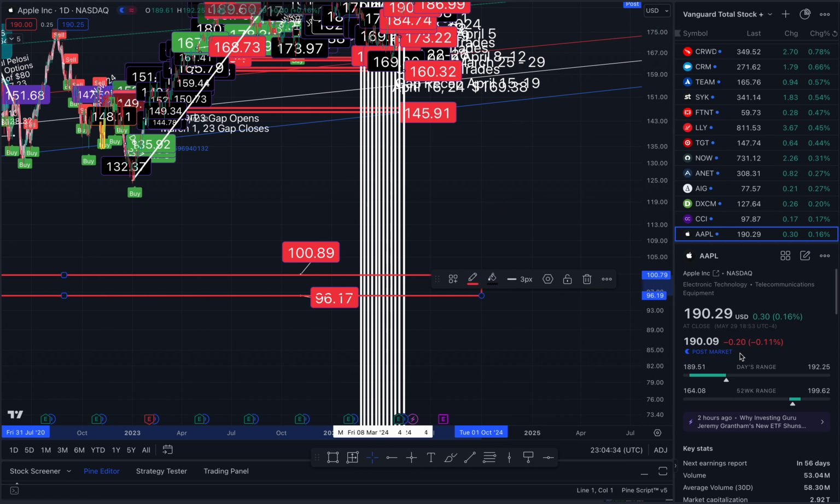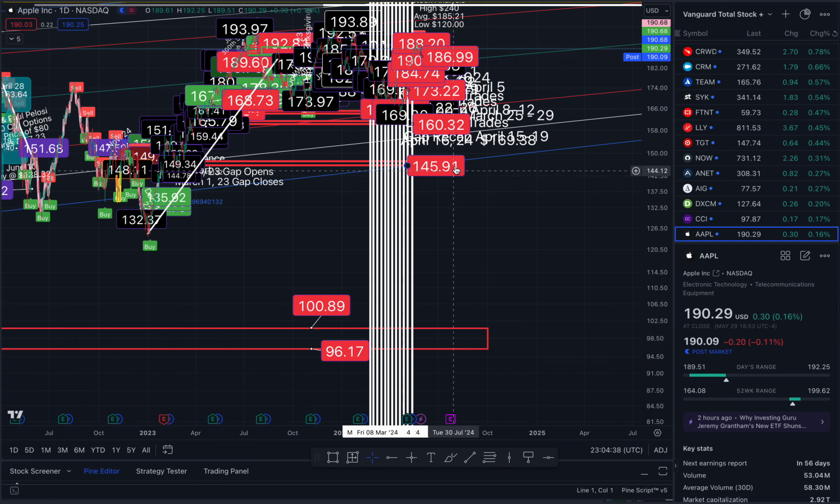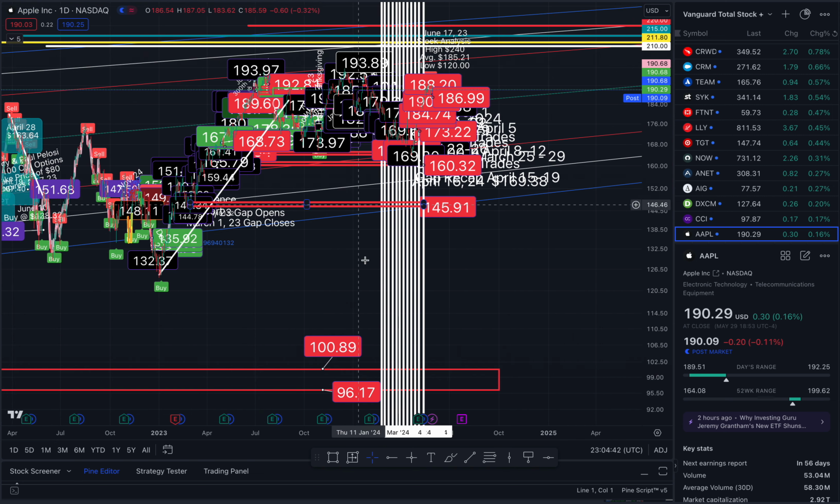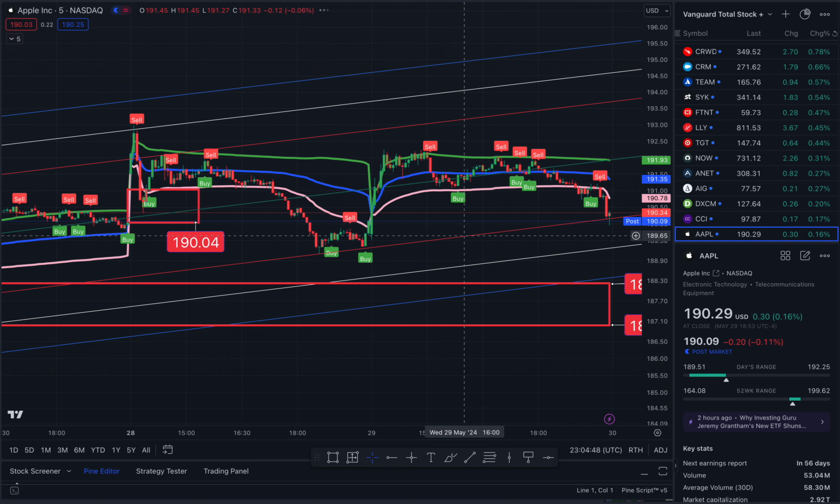I don't think we're going to get there. I think those days are long gone. But we do have other gaps to the south side. I need to clean up these gaps because those gaps have closed, as well as these gaps. But now let's take this over to the 5 minute where I like to give you price action.